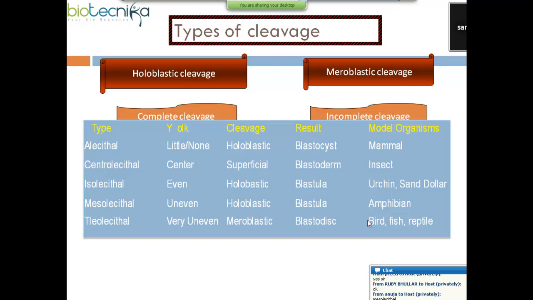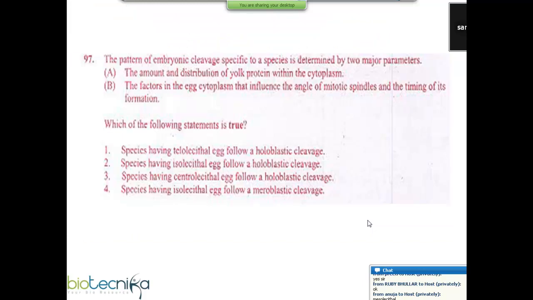A type of cleavage, superficial. This is your question number 97 in June 2012. Let us see who is going to crack this one.